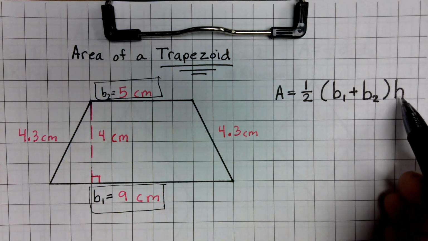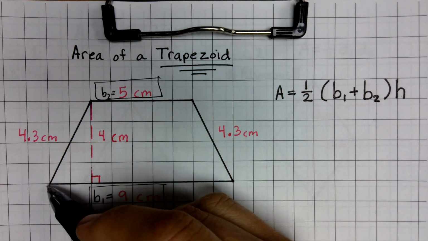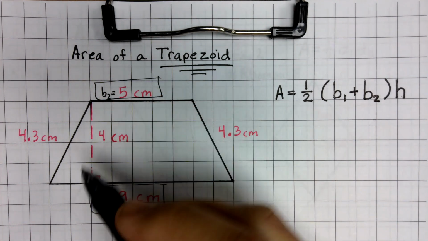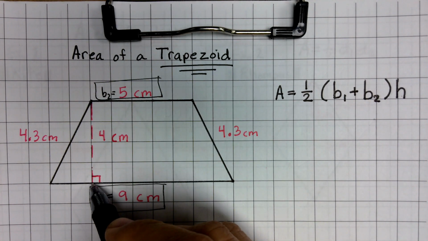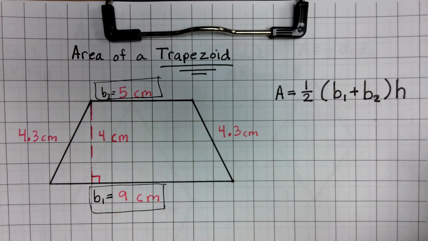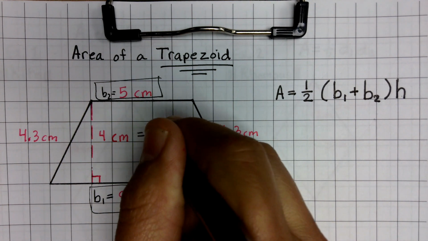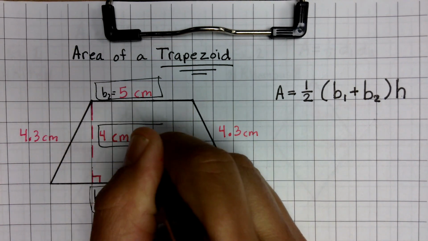And then when we talk about the height, make sure that you don't accidentally pick the slant height, right? Because it's not this one. It's the actual height. In other words, the distance between the bottom base and the top base. So for the height, I'm going to put an H right here. And I'm going to go ahead and box this.